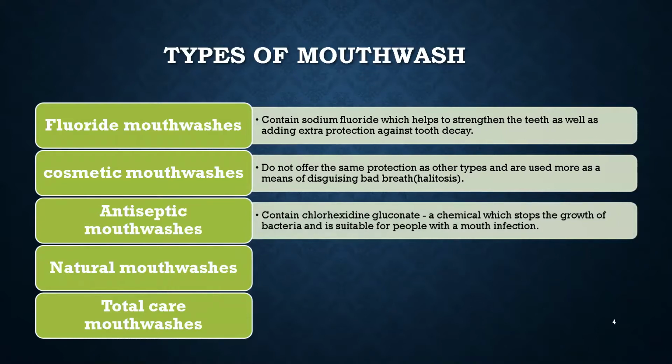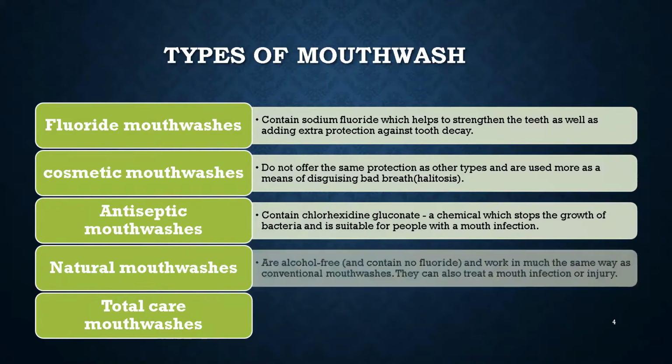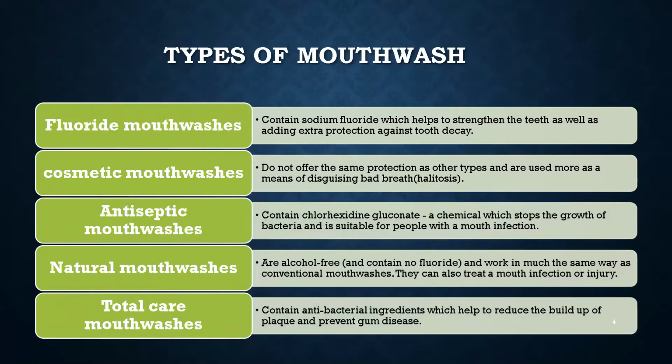Antiseptic mouthwashes contain chlorhexidine gluconate, a chemical which stops the growth of bacteria, and it is used by people who have a mouth infection. Natural mouthwashes are alcohol free and contain no fluoride, and work in the same way as conventional mouthwashes. They can also treat mouth infection or injury. And total care mouthwashes contain antibacterial agents which help to reduce the buildup of plaque and prevent gum disease.